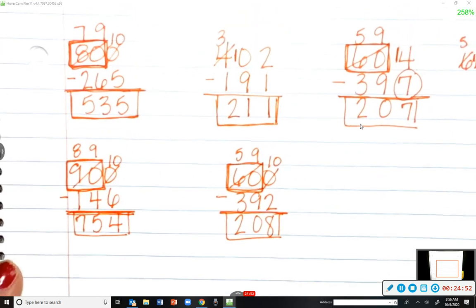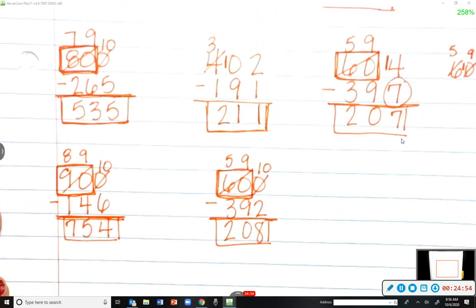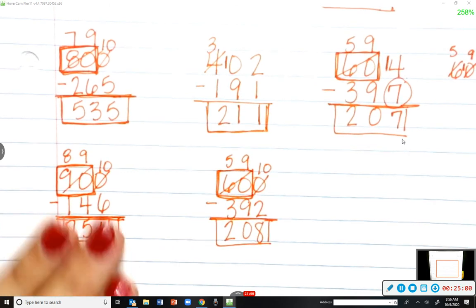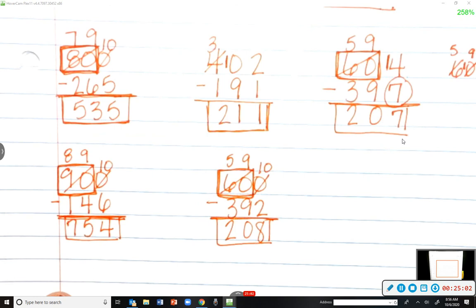Okay, now your assignment today, after you've done these practice problems in your spiral, those of you at home, and checked your answers, you will go into Seesaw and work out the subtraction problems. You can work those out on notebook paper or in your spiral, but wherever you work them out, you need to take a picture of it and submit that in Seesaw so I can grade it.